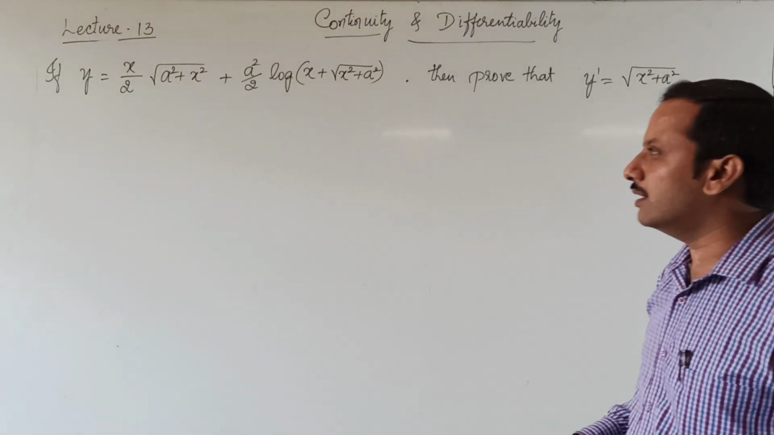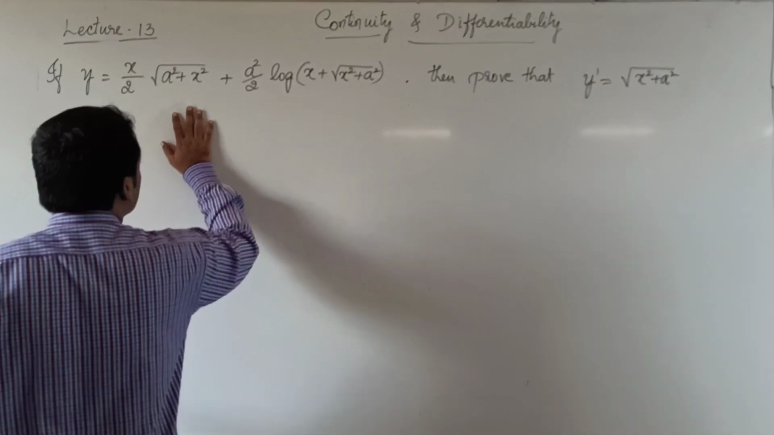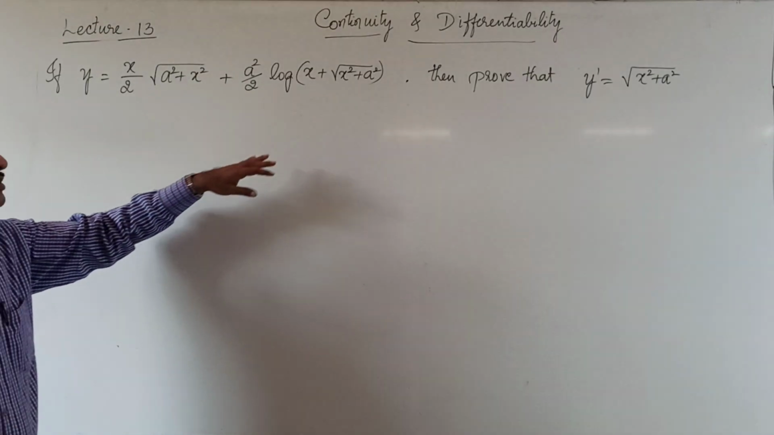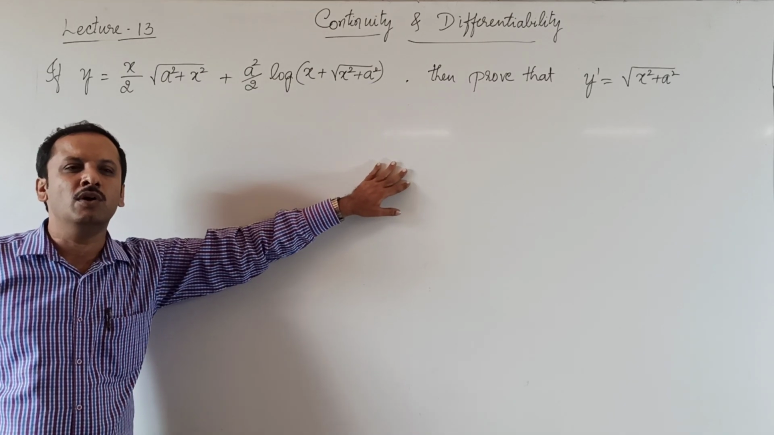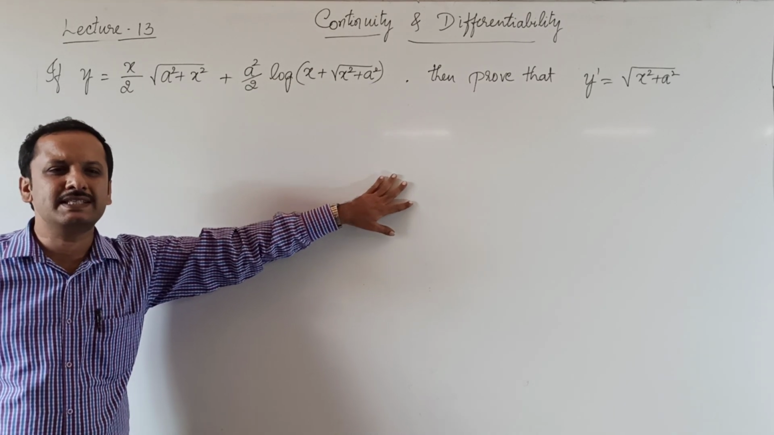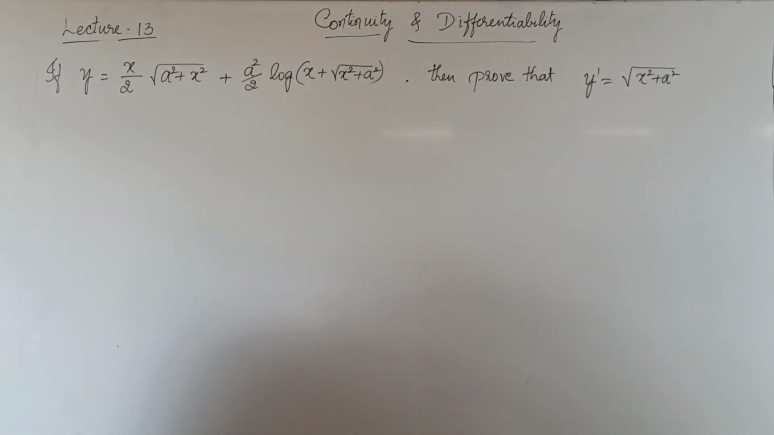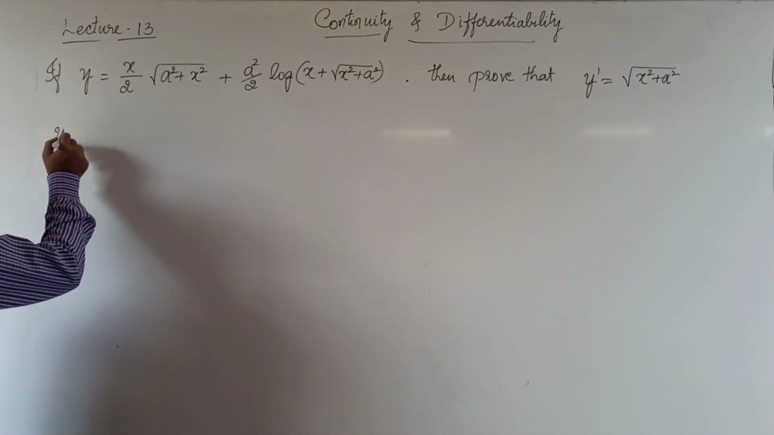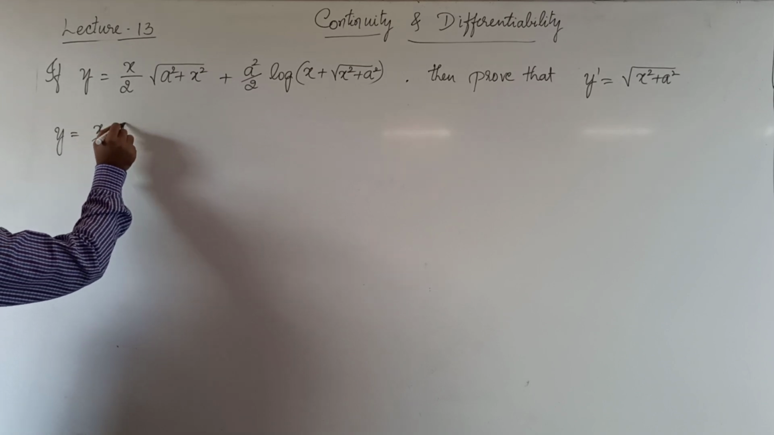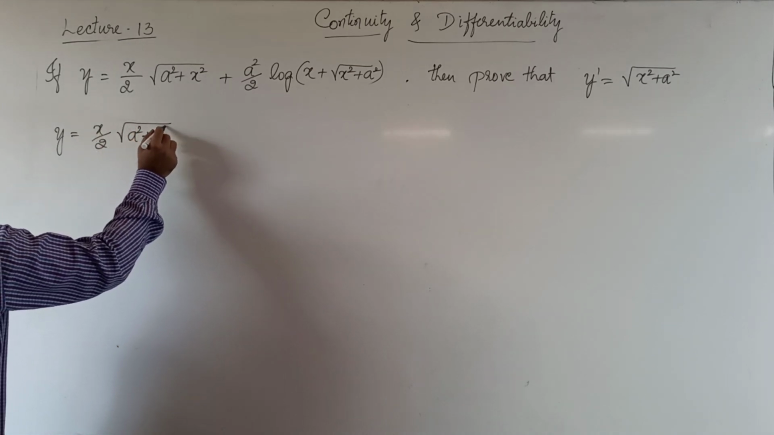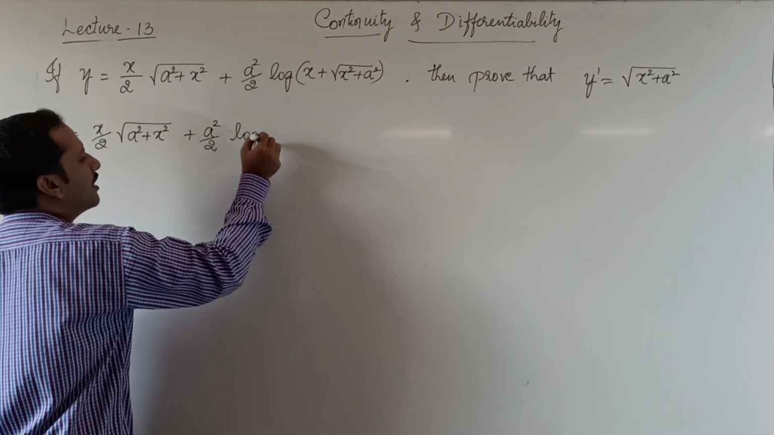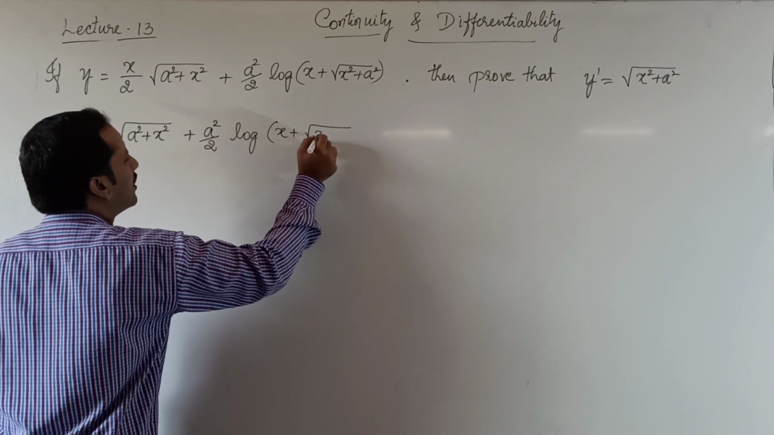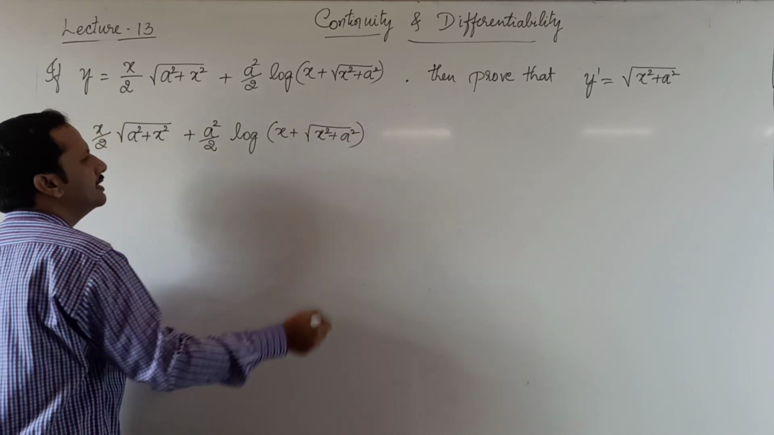Look at this question. They have given that y is equal to x by 2 into root of a square plus x square, plus a square by 2 log of x plus root of x square plus a square. Then we have to prove that y dash is equal to root of x square plus a square. Okay. So let me take this. Y is equal to x by 2 into root of a square plus x square, plus a square by 2 into log of x plus root of x square plus a square.